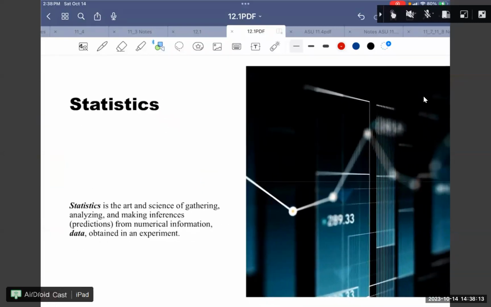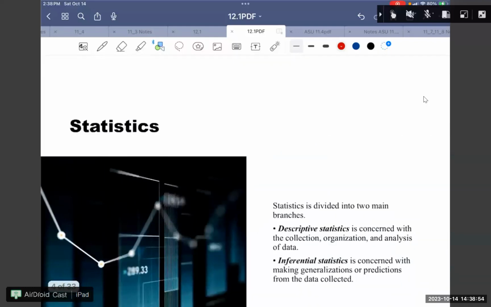So statistics is the art and the science of gathering, analyzing, and making inferences and predictions from numerical information obtained in an experiment.